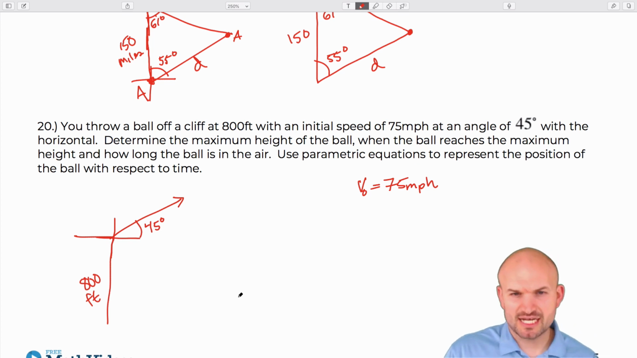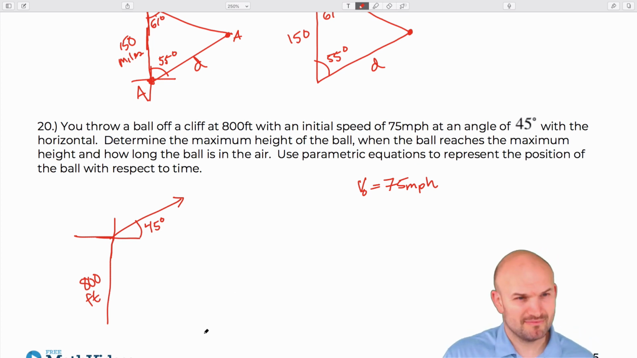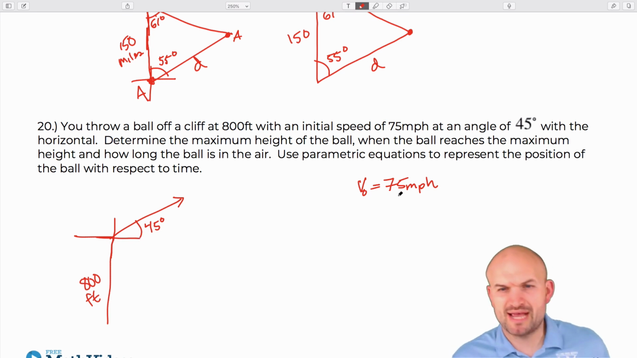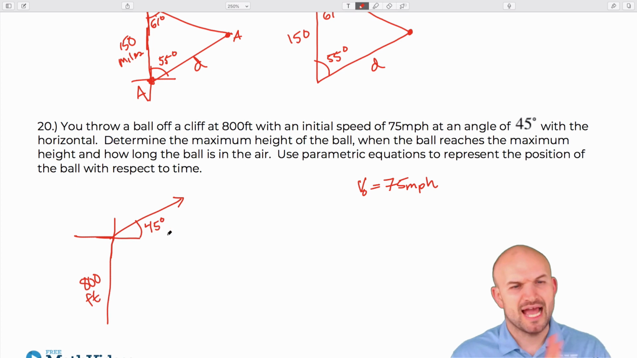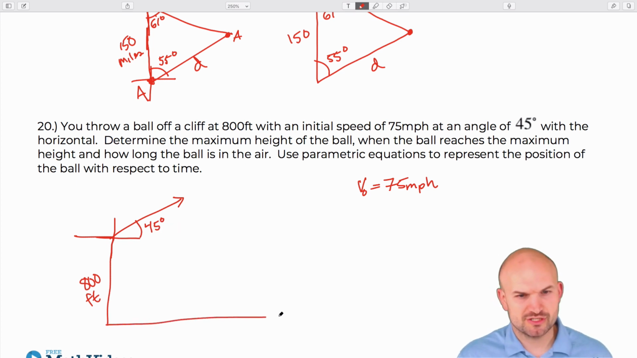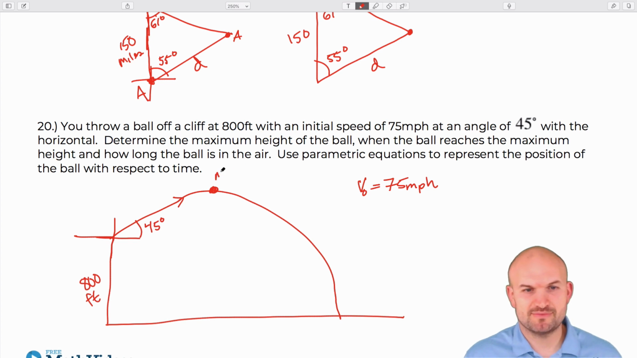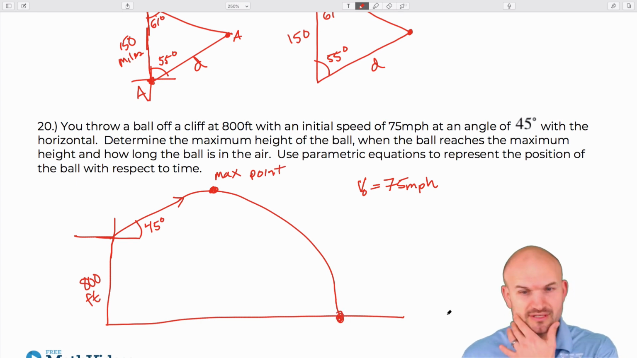Determine the maximum height of the ball, when the ball reaches the maximum height, and how long the ball is in the air. So again, we're going to be using parametric equations, but all we have here is this initial velocity as well as an angle. We know there's also going to be a height, so I should probably draw a triangle here. We're looking for this, the max point. And then we're also looking for when the ball hits the ground.